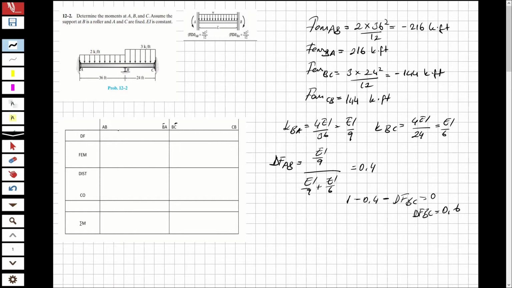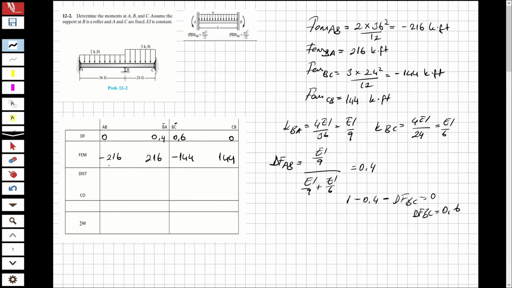So I'm going to write, if it is fixed, it is 0. And this one will be 0.4, and this one will be 0.6. And I have my fixed end moments: here minus 216, and here 216, and this is minus 144, and this is 144, right? Now I have written my fixed end moments. So let's distribute it.